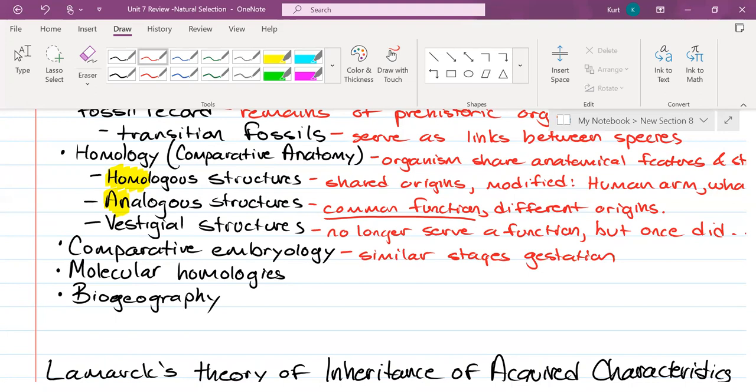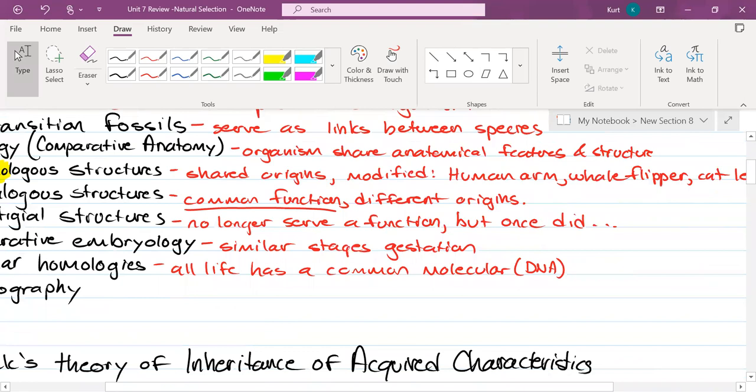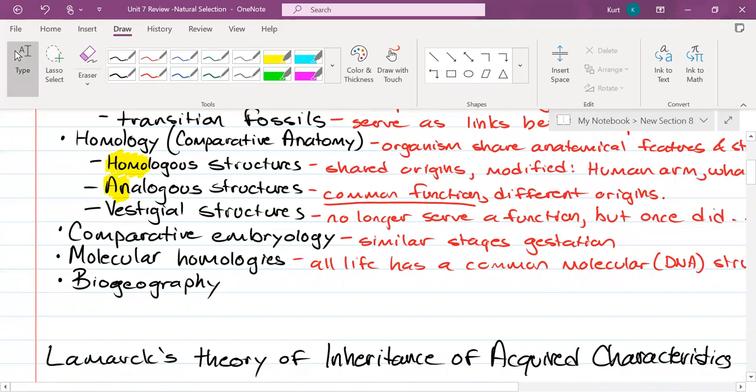And then probably the most important one of all is DNA. All life has a common molecular structure. And when I say molecular, I'm referring to DNA. Whether you are a blue whale, a redwood tree, a mushroom, an E. coli bacteria, or a Rachel Bell here in first period, we all have adenine, guanine, thymine, cytosine. Everything in nature has that. Every kingdom, every domain, every creature there has ever been. ATCG. Remember that the fewer differences that are present between two species, the more closely related they are.